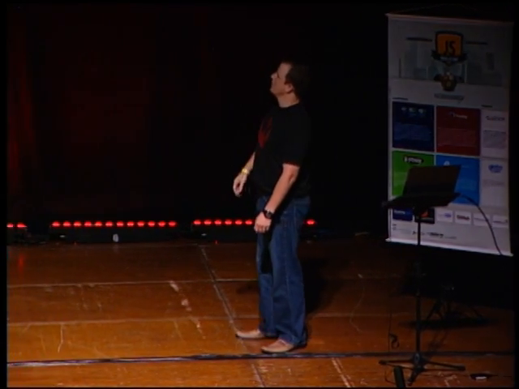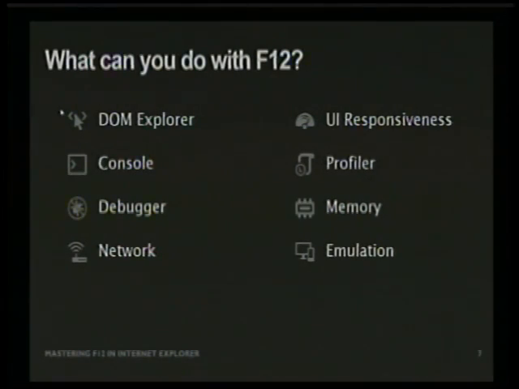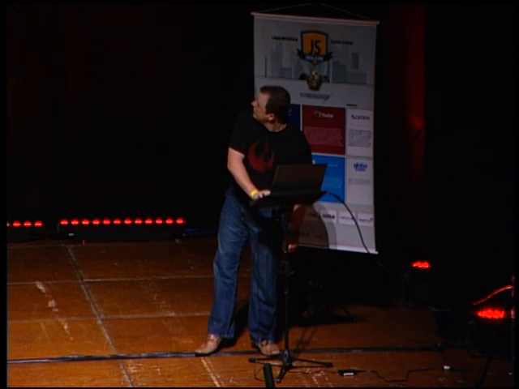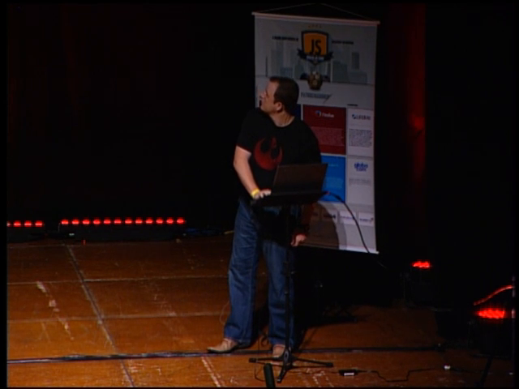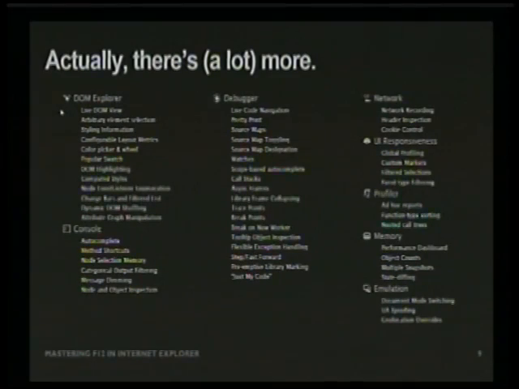So we're going to talk about the different parts. Again, we don't have enough time to talk about all these, but we have the DOM Explorer, the console, debugger, network, UI responsiveness, which is what we just saw, the profiler, memory, and emulation, which the emulation is kind of confusing. It's not really emulation, but maybe we can get to that here shortly. There's actually more you can do. If we break this down just a bit more, there's quite a bit of other options and features in there. That's not scratching the surface. You could do quite a bit more. The third column I gave up.